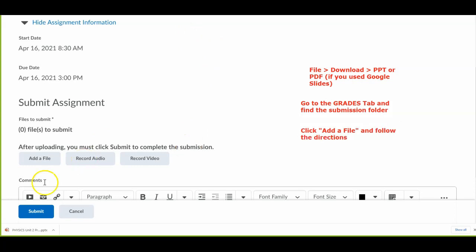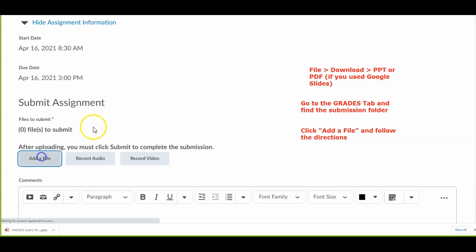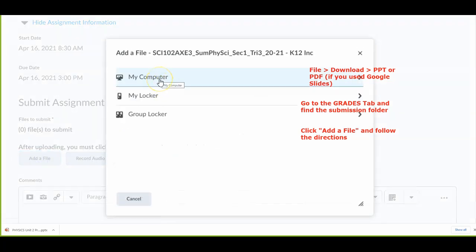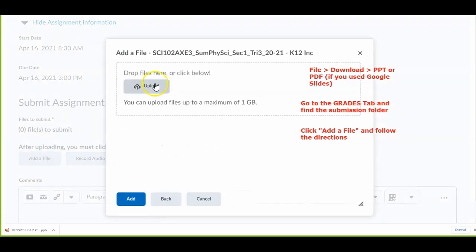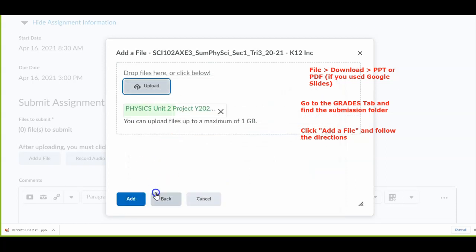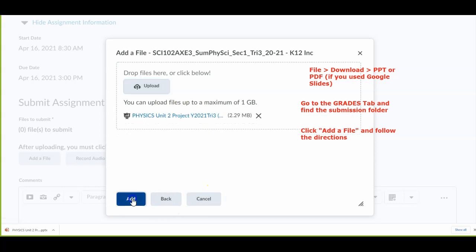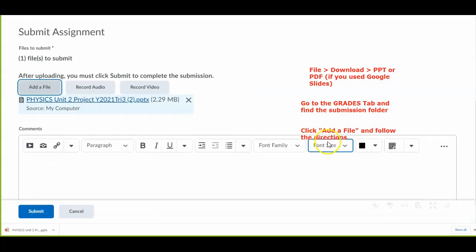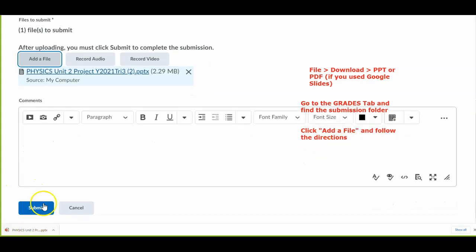When we click add a file, let me show that to you. You're going to get your file from your computer, because it's saved on your computer. So my computer, and then upload. Mine was in my downloads folder, so I would go to my downloads folder. Here it is right here. Once it's all loaded, the green bar has loaded, you can click add. So again, click add a file, follow the directions, and finally submit.